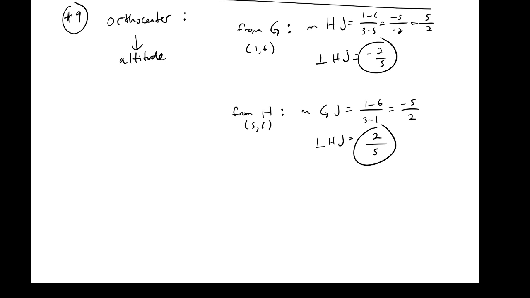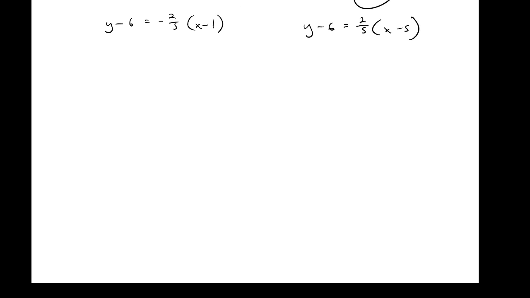So this one, we have our point and we have our slope, okay? And we are ready to rock. So we have y minus 6 is equal to negative 2/5 times the quantity x minus 1. We also have y minus 6 is equal to positive 2/5 times the quantity x minus 5, right? So we're going to have to solve these guys for y. So we have y minus 6 is equal to negative 2/5 x plus 2/5, okay?